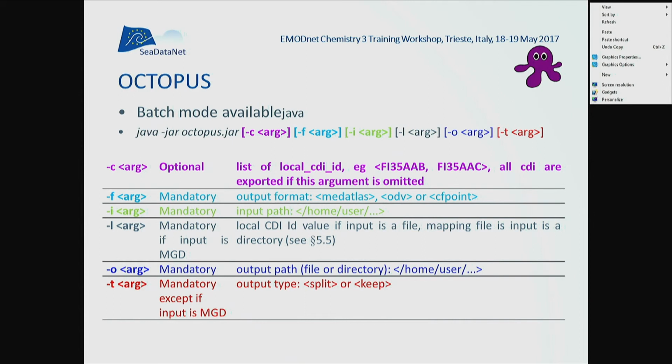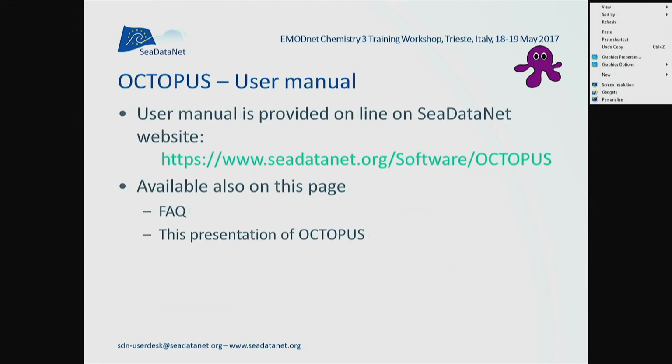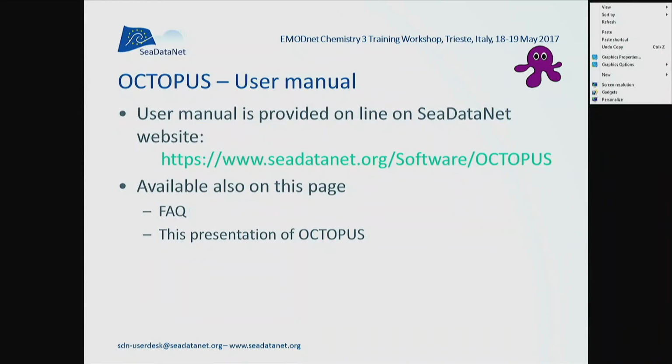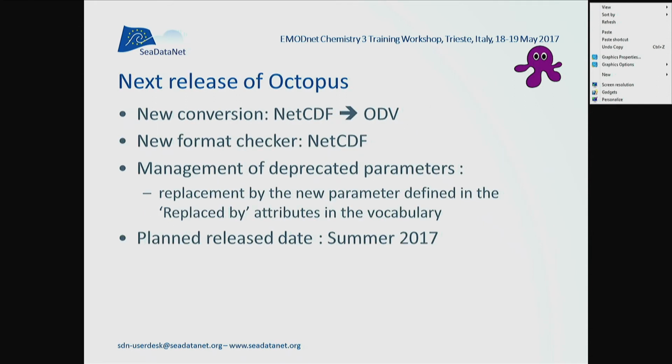Octopus can also be run in batch mode with all these different arguments that you can see on the slide. I will not detail them. You also have a user manual, which is very simple because Octopus is really simple to use. You will see tomorrow. And we have a FAQ. I guess there is only one question up to now in the FAQ, but still there is one. And you'll also find this presentation of Octopus on the website.